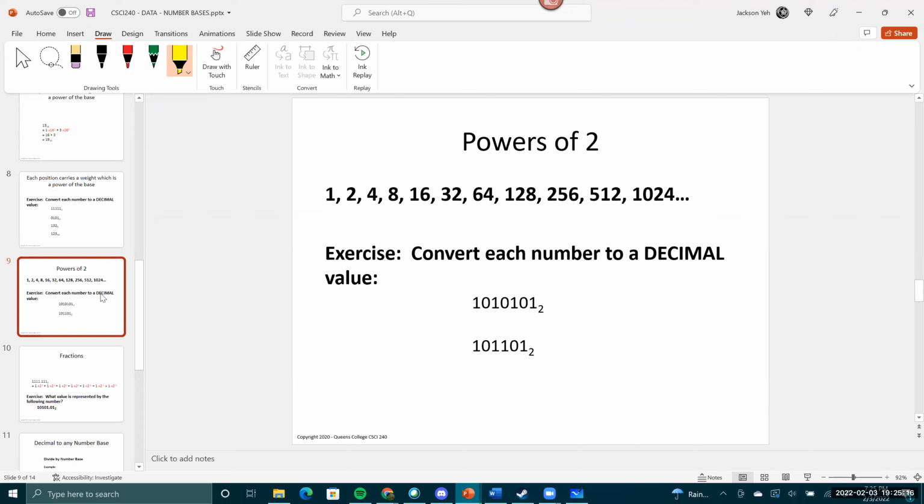So to do that, it helps to learn the powers of 2. If you see the numbers here at the top, you have 1, 2, 4, 8, 16. Every number is multiplied by 2, right? And then you get the next number in the sequence. So you double the numbers: 1, 2, 4, 8, 16, 32, 64, 128, 256, 512, 1024.